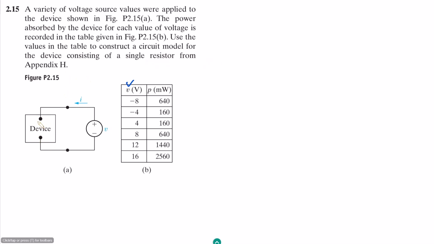So as it is known that this is a resistor, for the resistor the value of power absorbed can be written in terms of the voltage as V squared divided by R. Okay, the only constant term here is this R. So from this formula we can write the value of R is equal to V squared divided by P.